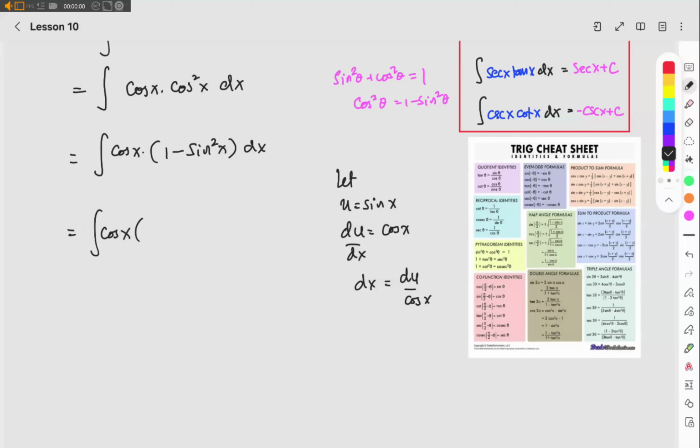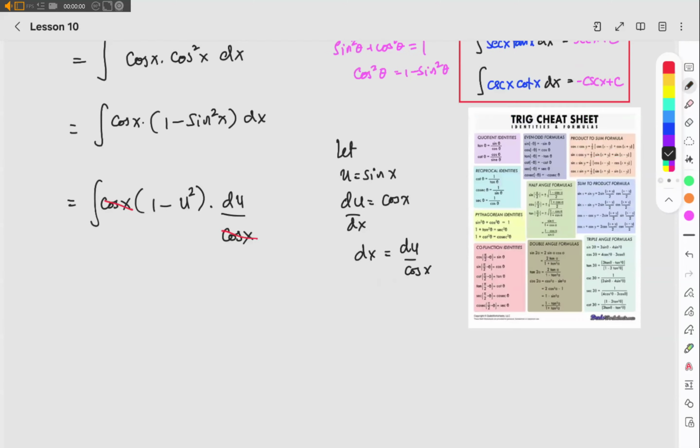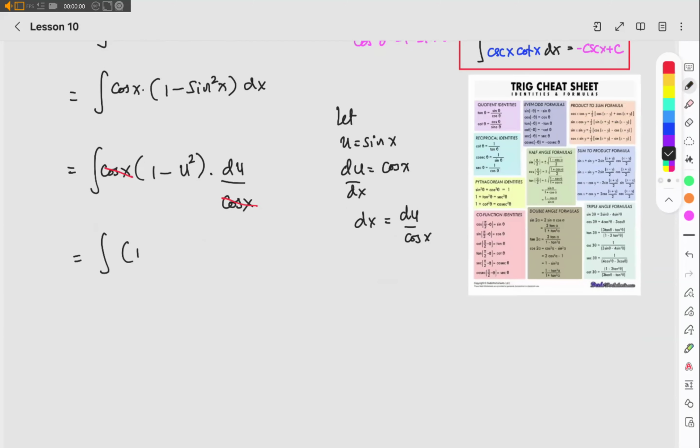So integral of cosine of x, that will be 1 minus what? 1 minus what? No, you already substitute sine by u here. So that will be u squared. And then dx is simply du over cosine of x. Conveniently, this cosine of x just cancels out. All you're left with is integral of 1 minus u squared du.